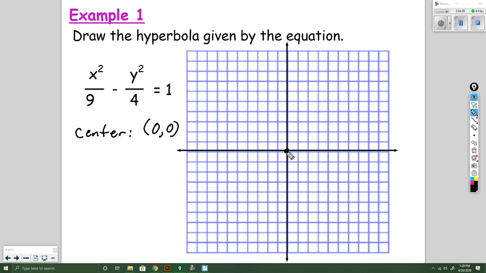Now we're going to find a and b. Remember, a for a hyperbola is always first, and then b is always second. So a is going to be 3 if we take the square root. b is going to be 2 if we take the square root. Now since this starts with x, this hyperbola is going to open to the left and to the right.